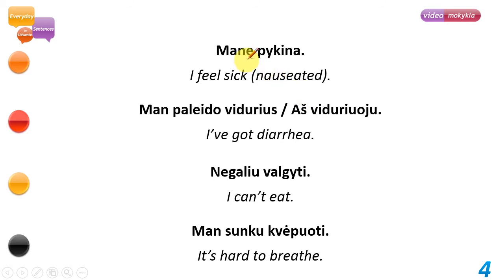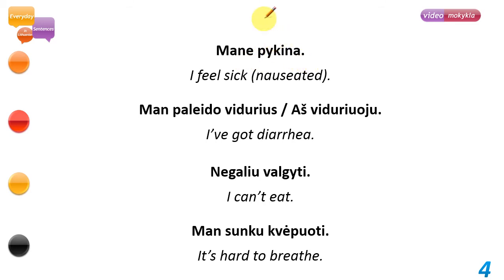And let's come back to this sentence here. Mane pykina. You're going to wonder, what's this word? Mane, this is the accusative of aš. Pykinti means to make sick or to make nauseated. Mane pykina, I am made sick, literally. So, pykinti ką, pykina mane.